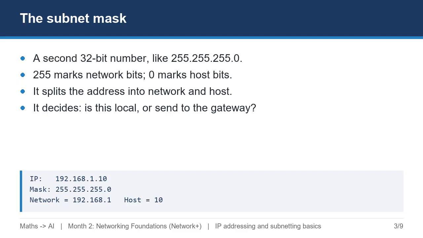So how does a device know where the network part ends and the host part begins? The subnet mask. It's a second 32-bit number, like 255.255.255.0. Where the mask shows 255, those bits are the network. Where it shows 0, those are the host. The device uses this to decide whether a destination is on its own local network or must be sent off to the gateway.